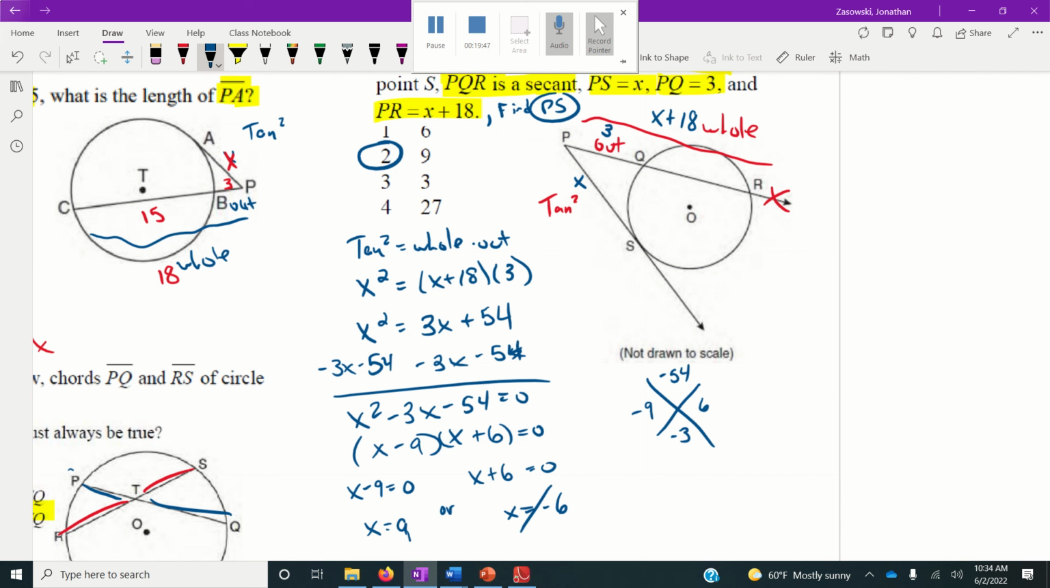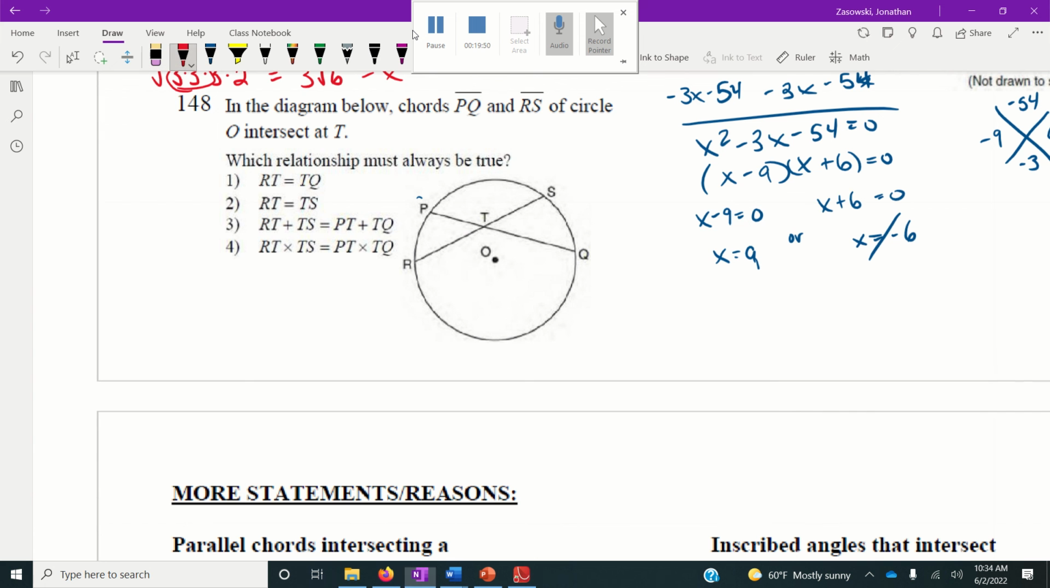All right, the last one on this page is next. Number 148. So in the diagram below, P, Q, R, and S are on the circle. Which relationship must always be true? Since we're talking about the segment lengths here, there are no angles in the answer. We know that we're inside the circle, and we're going to multiply the parts of these chords together. Now, the answer doesn't necessarily mean it's the product. It could be a ratio, but we don't see any ratios here.